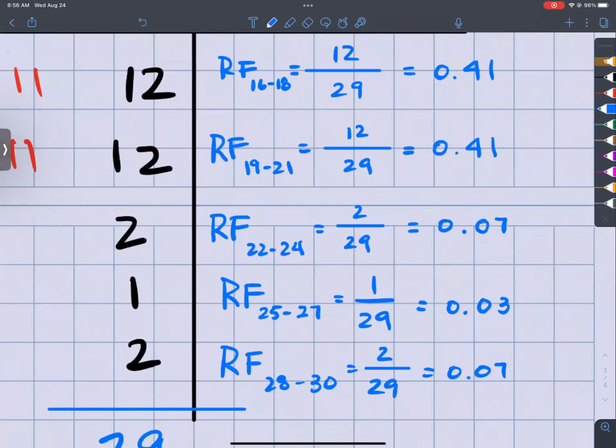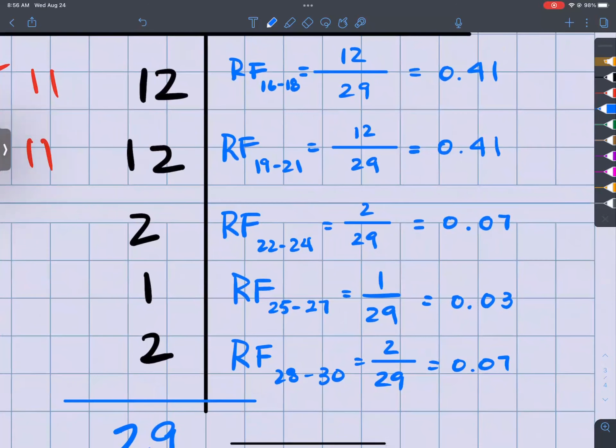Now, add those frequencies up for me. 0.41 plus 0.41 plus 0.7 plus 0.3 plus 0.7. Ooh. This might not work out. What is it supposed to add up to? It should add up to 1. And it's because we didn't go enough digits, that's why.